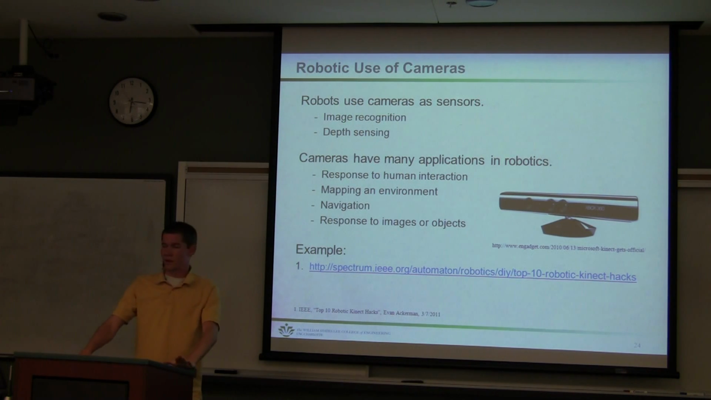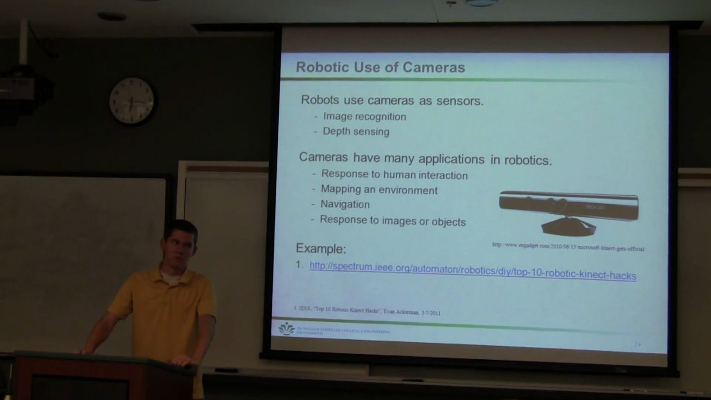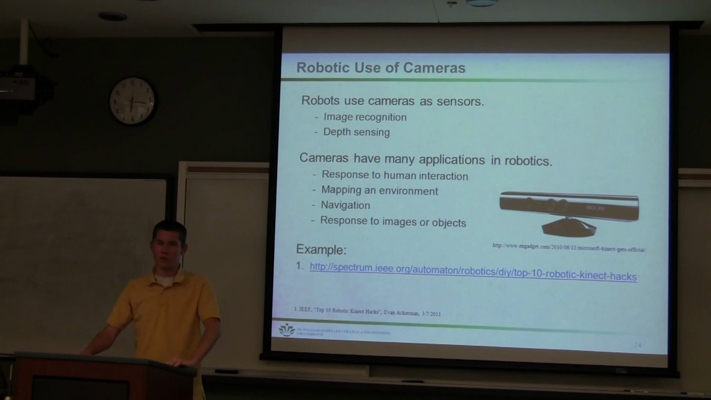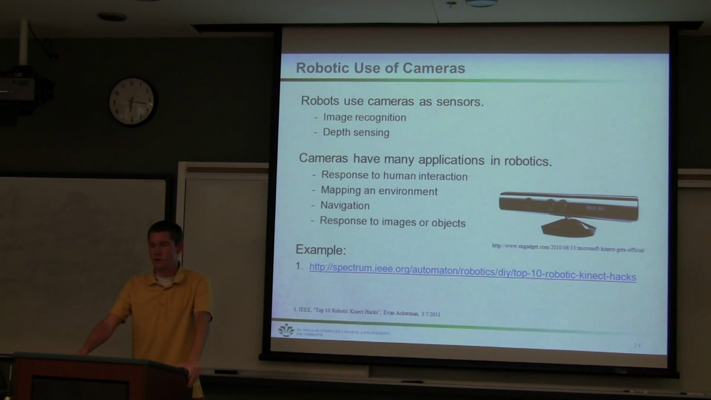One topic was cameras and robots. Robots use cameras as a way to take in input, what comes from the camera, and they do this with image recognition and depth sensing. Based on some of those inputs, the applications can be the response to human interaction, mapping an environment, navigating the environment, and they can also respond to certain images and objects that they see.